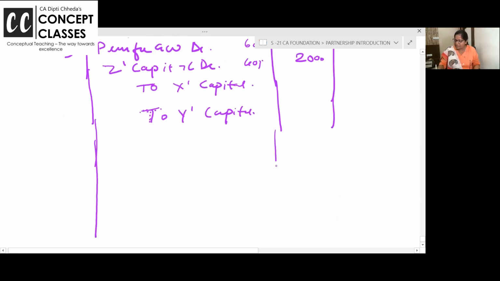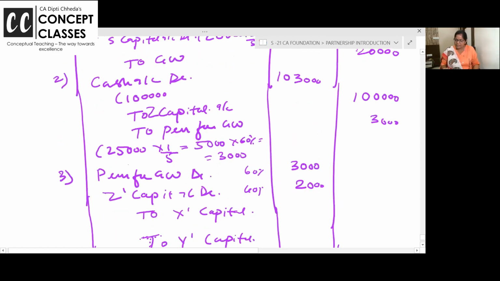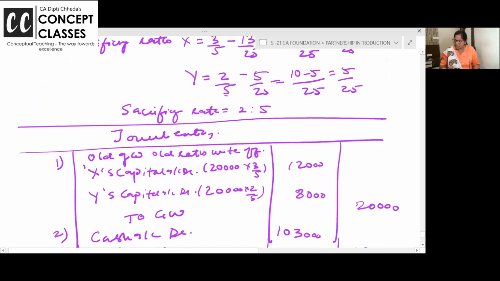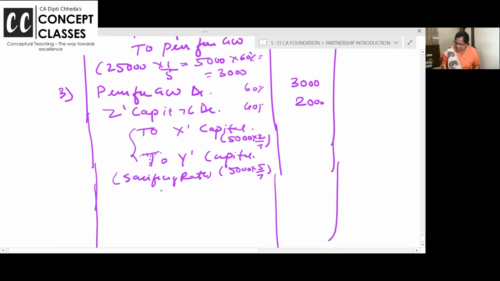और 2-4 entries हैं. यहाँ लिखो sacrificing ratio. आपके पास तैयार है ना sacrificing ratio? ये रहा 2:5. So X को कितना मिलेगा? 5,000 into 2/7. 5,000 into 5/7. You write it. If you feel it's confusing, I'll explain. Sacrificing ratio is 2:5.